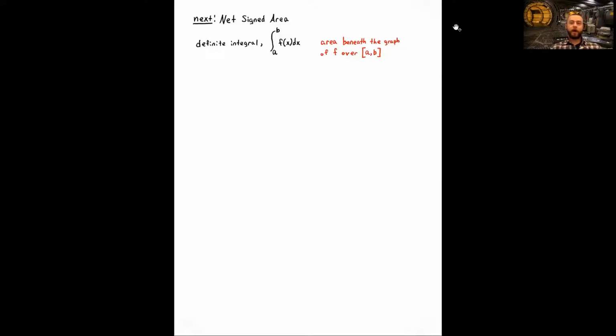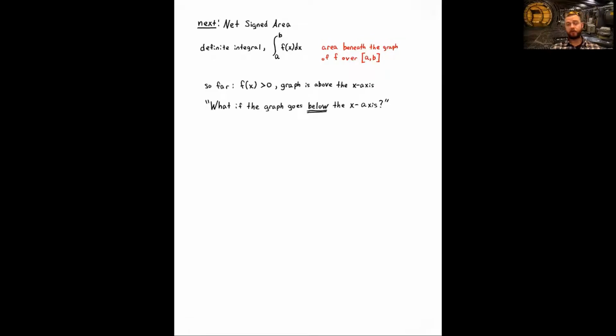All right, in part one, we addressed how we're going to find the exact area beneath the graph of a function. And at the time, the functions and their graphs were entirely above the x-axis. Well, what we're going to look at now is the question, what if the graph of the function goes below the x-axis? How do we then interpret that definite integral as area beneath the curve?